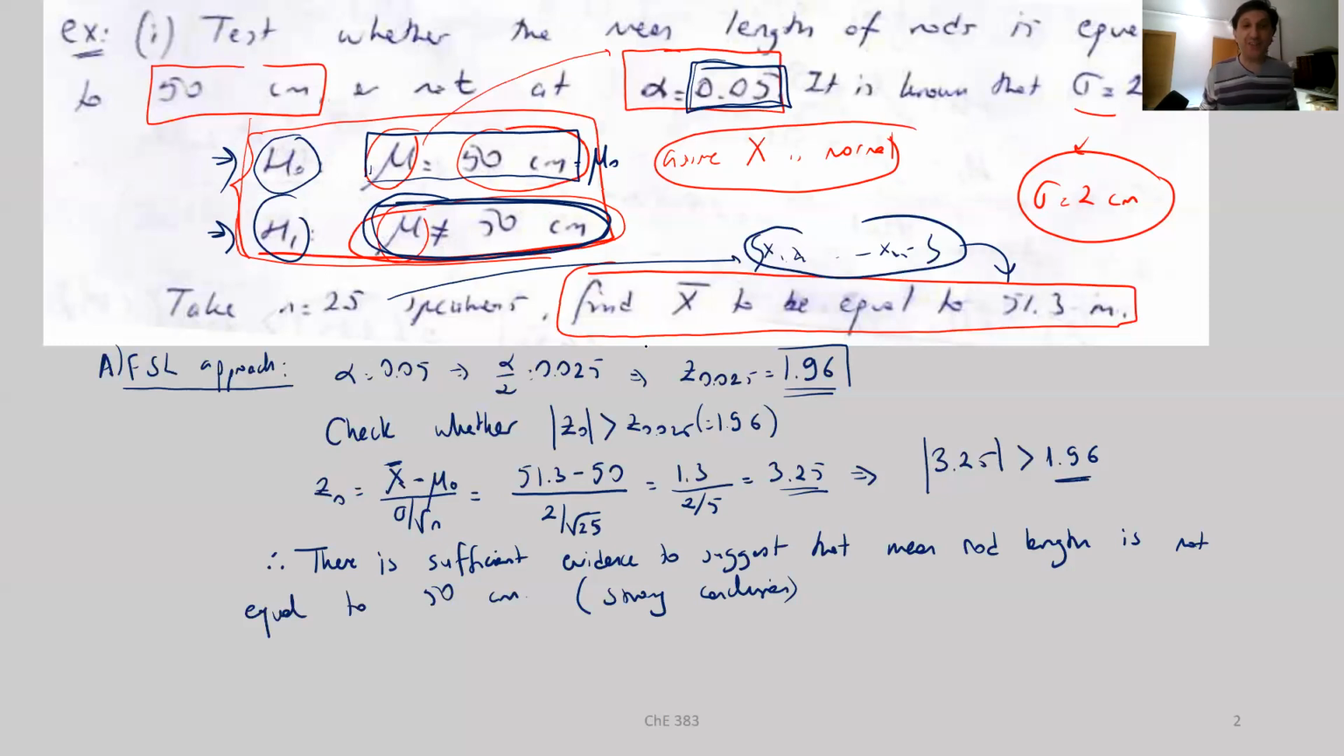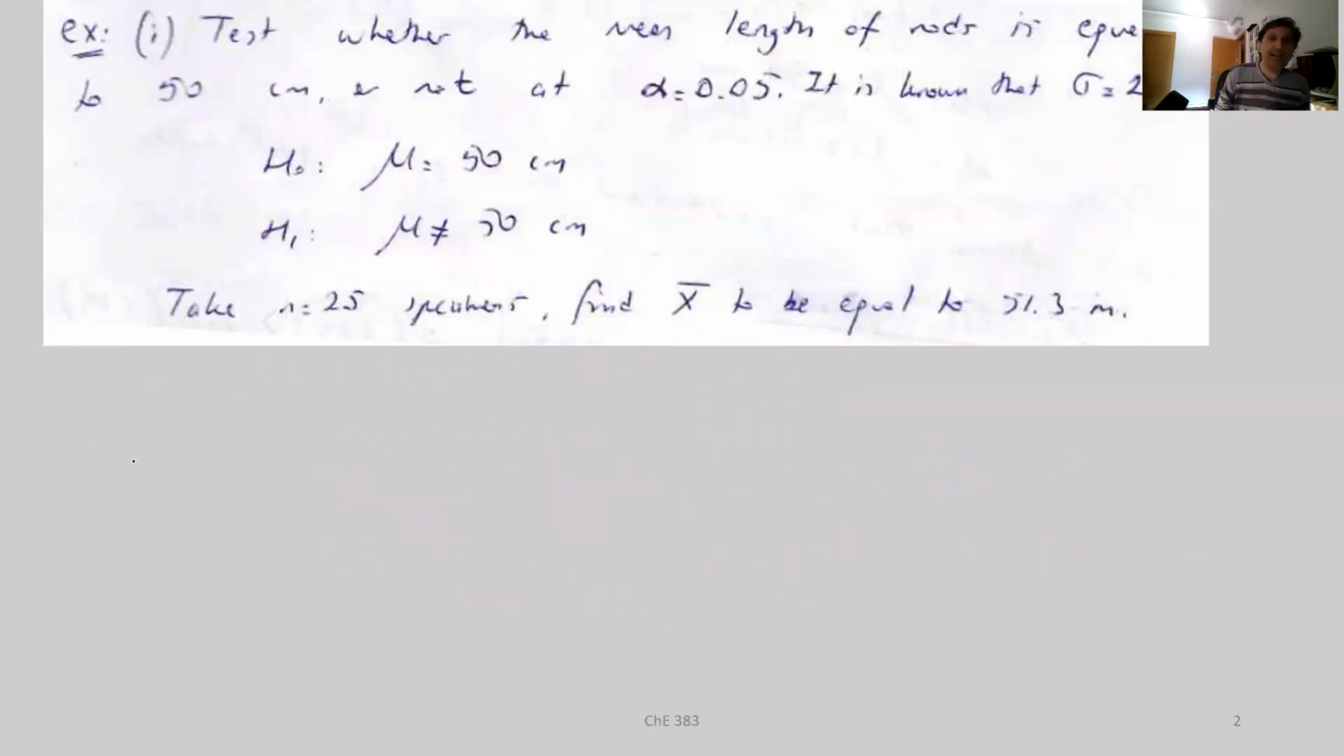All right, so this is the fixed significance level approach. Now I'm going to solve the very same question using the confidence interval approach that we employed in the previous chapter. All right, and then I'm going to compare those two. B is going to be the confidence interval approach.